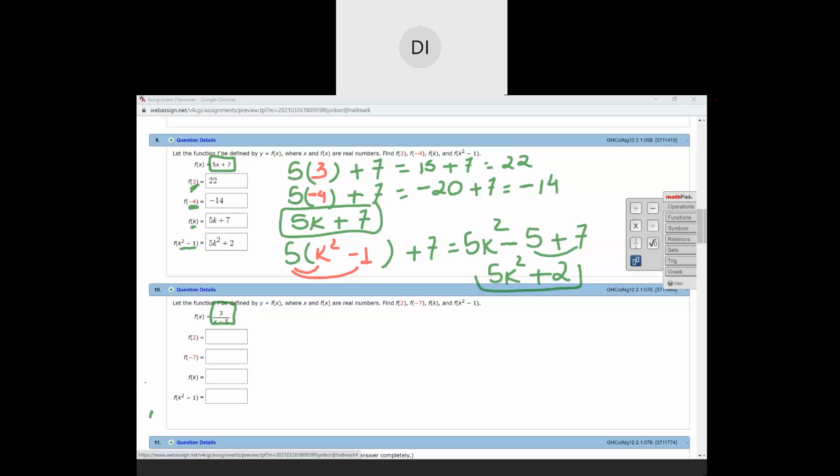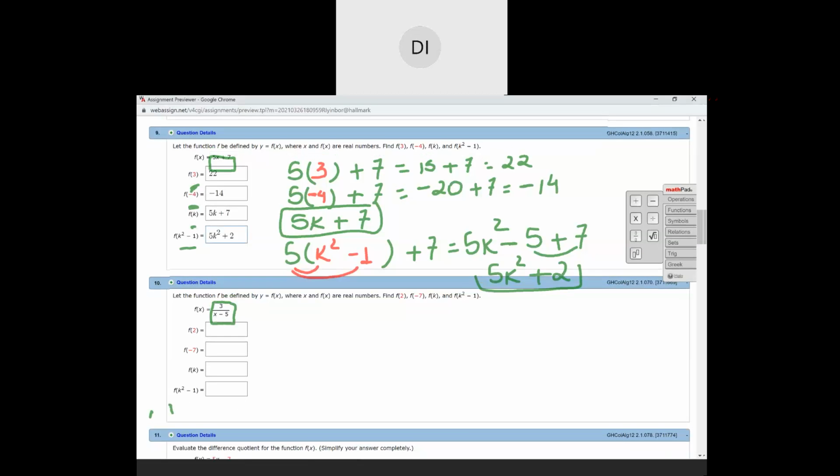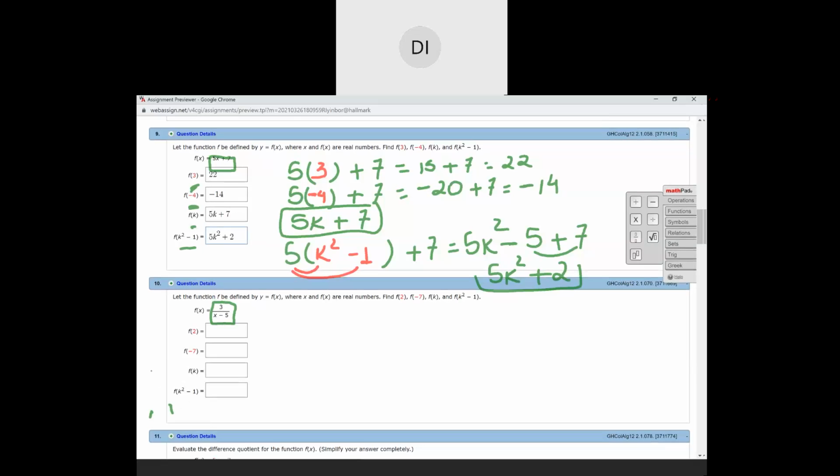Good. Okay, so far so good? So far, so good. Okay, so the next one, you're going to do the same. But you're not going to follow 5x plus 7. You're going to follow the given function down here. And the given function is 3 over x minus 5. So that's the function we're going to follow. And we're just doing the same. We're going to replace x with 2 first. So it's going to be 3 over 2 minus 5, right? You replace x with 2. And then you simplify if you can.